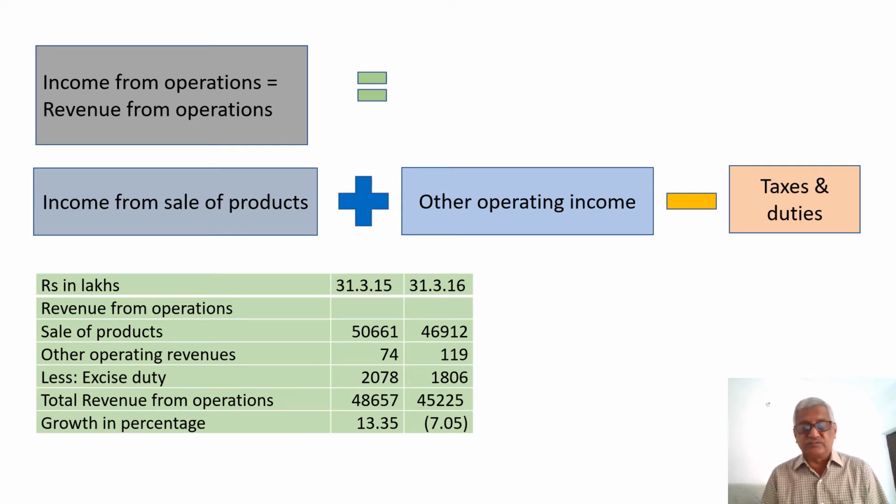Now let us take the case of the earlier figures, where you will find that the total revenue from operations decreased by 7.705%. Last year there was a growth of 13.35% in 2015 compared to 2014, but in 2016 there is a decline in the total revenue from operations. Likewise, for each item the credit appraisal officer needs to look into before taking a lending decision. So let us now move on to the next item.